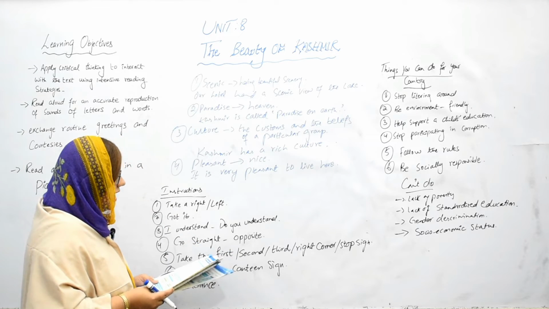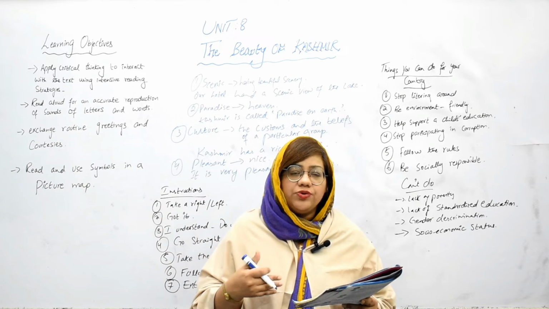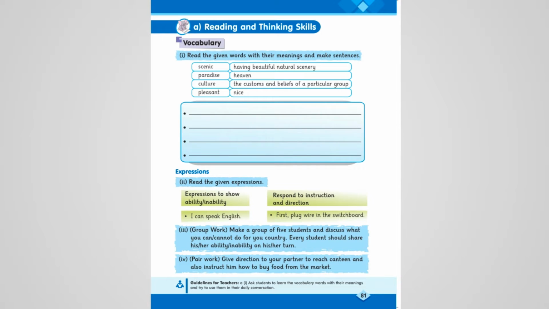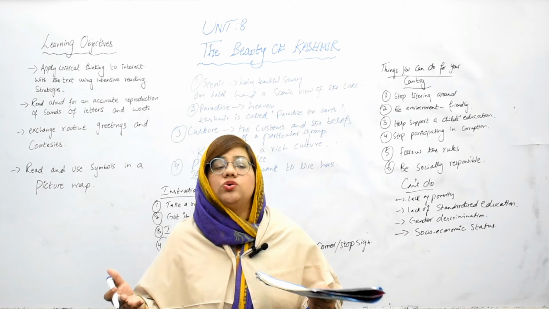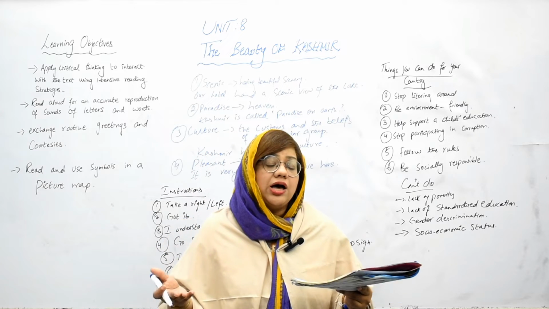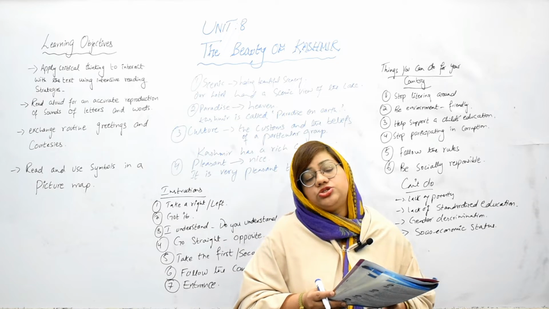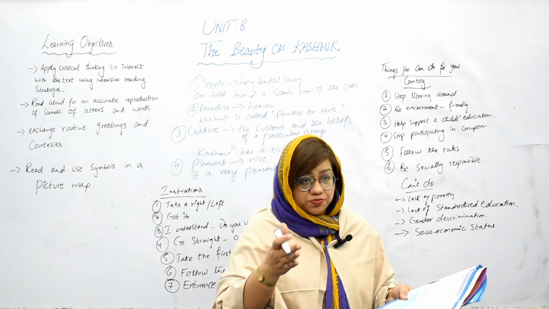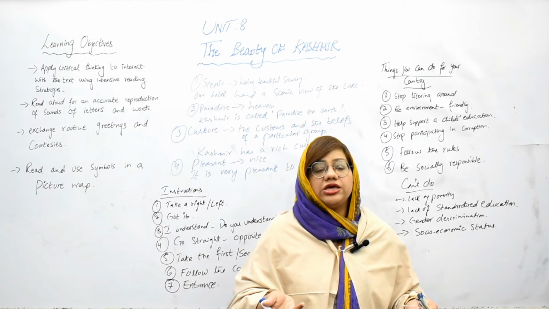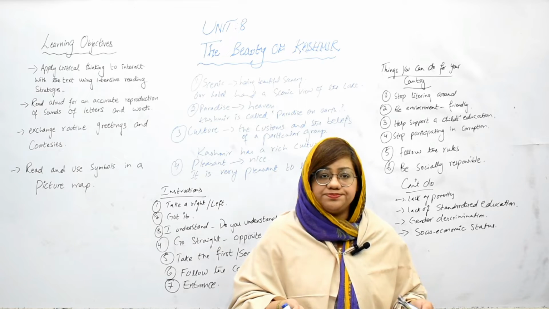Now look at expressions, how we can express our feelings. There are two expressions given in your textbook on page number 81, expressions to show ability and inability. Ability means that I can, obviously I have the ability, I can do this task. Inability, I can't do this task because I don't have the ability, I am unable. Okay, to respond to the instruction is the way to guide, in what way, in what process, through which things it has to be done.